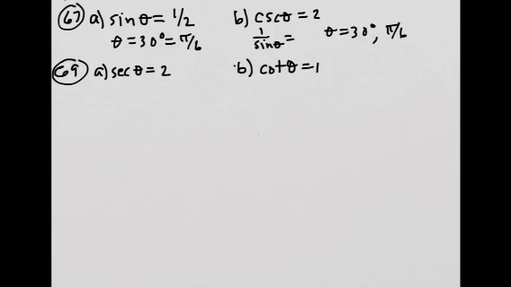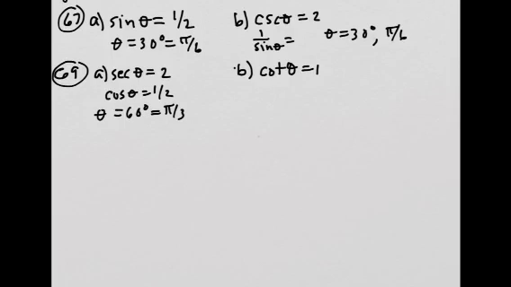So for 69a, secant is 2. That means that cosine, the reciprocal, has to be 1/2. So that would be angle 60 degrees, pi over 3. The reciprocal of cotangent is tangent, right? And the reciprocal of 1 is 1. So tangent and cotangent are both equal to 1 at theta equal 45 degrees, or pi over 4.